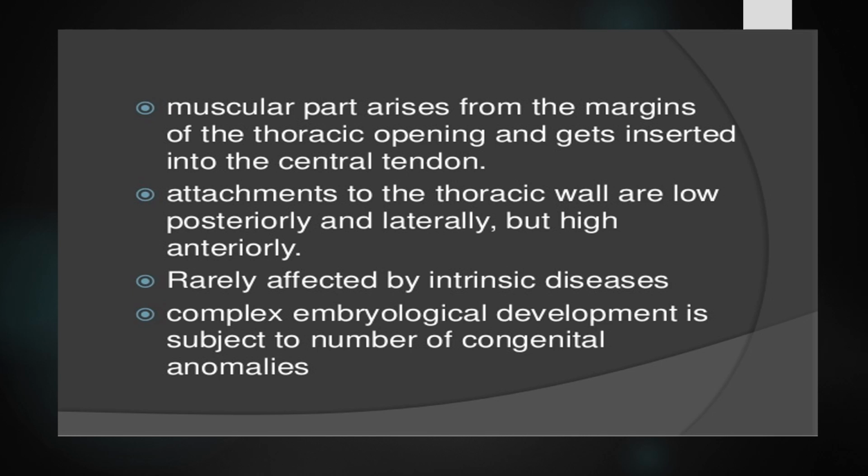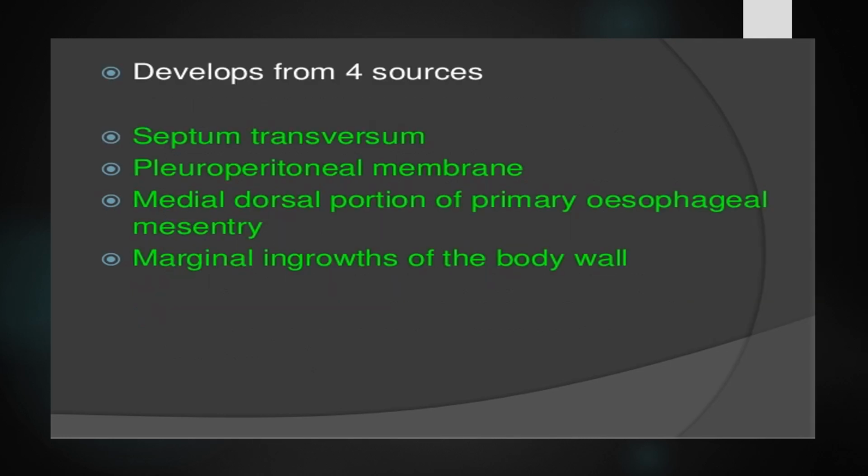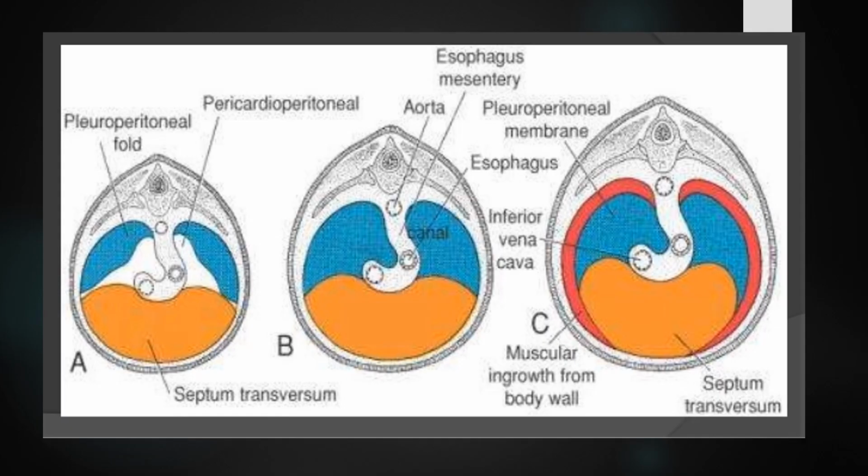Attachments to the thoracic wall are low posteriorly and laterally but high anteriorly. Rarely affected by intrinsic disease, its complex embryological development is subject to a number of congenital anomalies. So, the diaphragm develops from four sources: septum transversum, pleuroperitoneal membrane, medial dorsal portion of the primary esophageal mesentery, and marginal ingrowth of the body wall. We saw previously this picture.